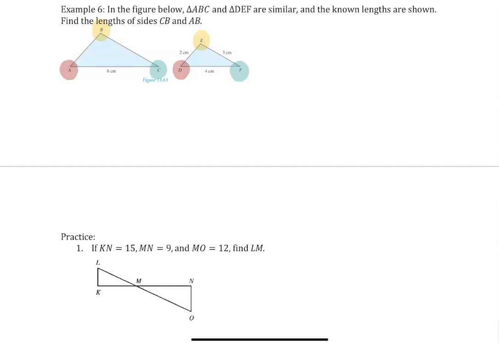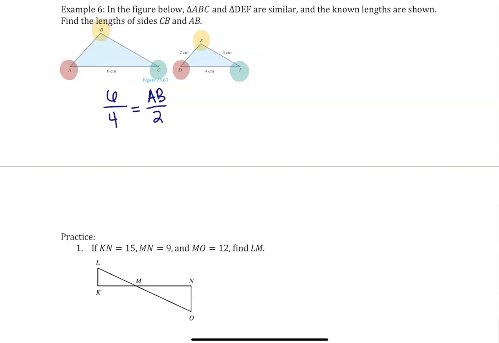So between A and C should be the corresponding side D to F. So we can make a proportion 6/4 from the large triangle to the smaller triangle. Then we can match up another set of sides. So I'm going to do AB, which is between angle A and angle B, and the corresponding length on the smaller triangle is equal to 2 centimeters.